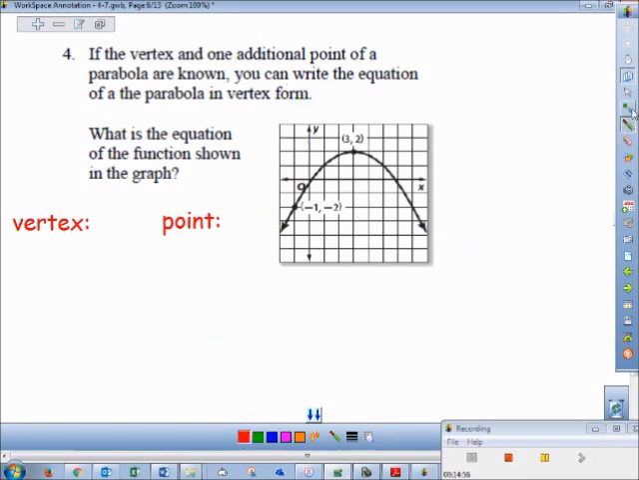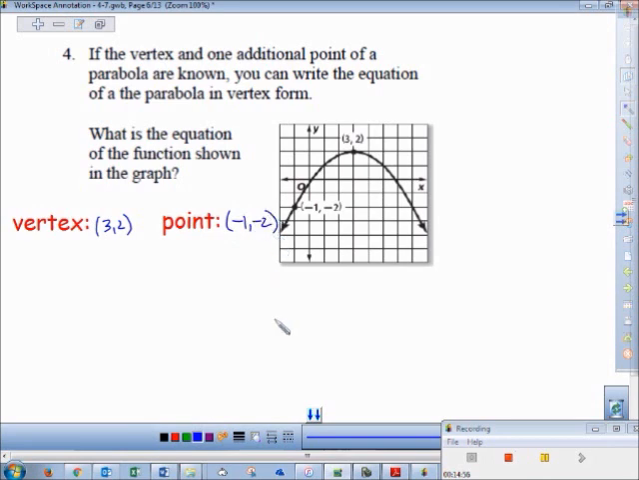Here's the graph. Do you know the vertex? Yes or no? Vertex and point. The vertex is at 3, 2. They should give you some other point on that parabola, and as you can see, here's a point at negative 1, negative 2. Writing those down makes a big difference.